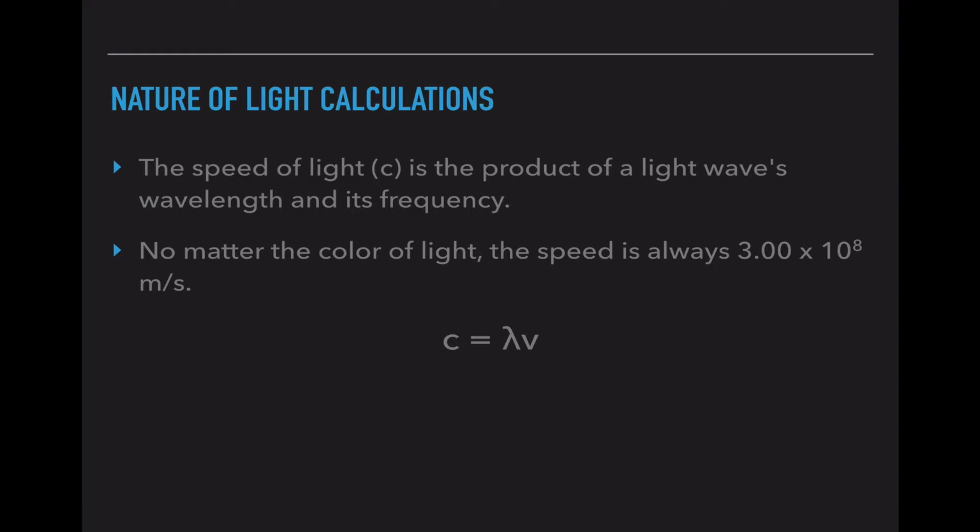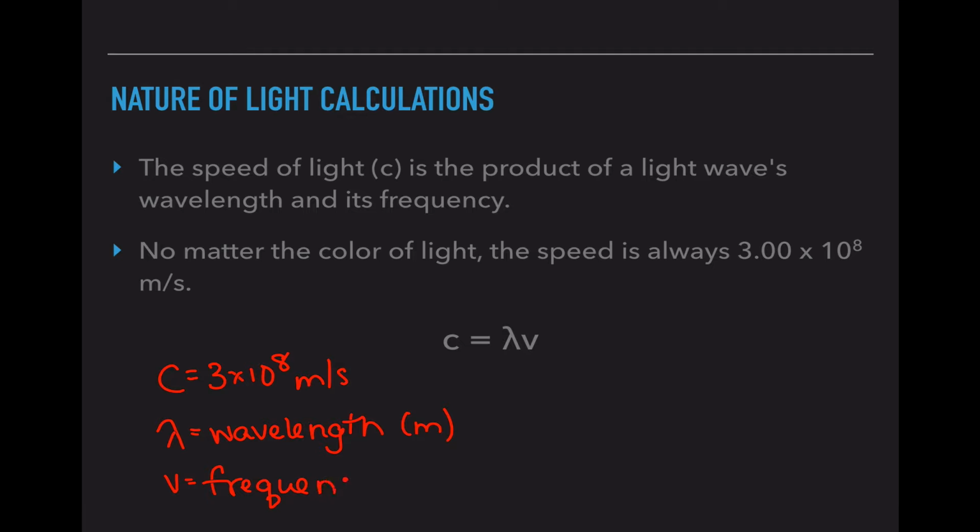The speed of light is the product of the wave's wavelength and its frequency. No matter the color of light, the speed is always 3 times 10 to the 8 meters per second. So c is always 3 times 10 to the 8 meters per second. Lambda is the wavelength, measured in meters, and v is the frequency, measured in hertz. Remember, for these two variables we can use prefixes, so if you see kilometers, you should convert back to meters. If you see kilohertz, you should convert back to hertz. That's just using the King Henry died by drinking chocolate milk steps to move the decimal left or right.